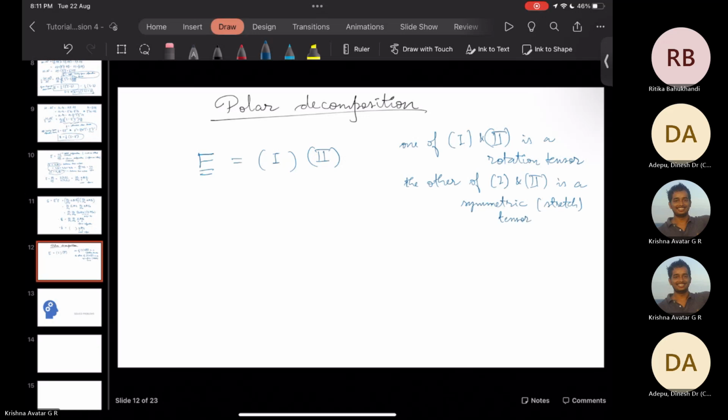So there are two different ways. In one, F can be decomposed as R into U. Now R is nothing but the rotation tensor. And a rotation tensor, as you may know from linear algebra, happens to be an orthogonal tensor or orthogonal matrix.